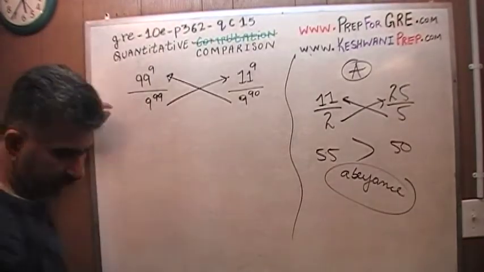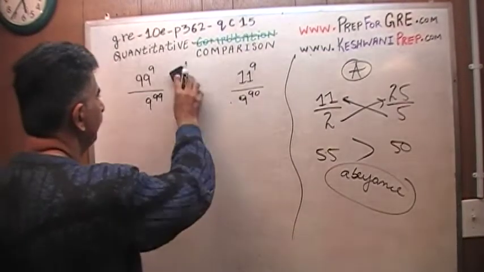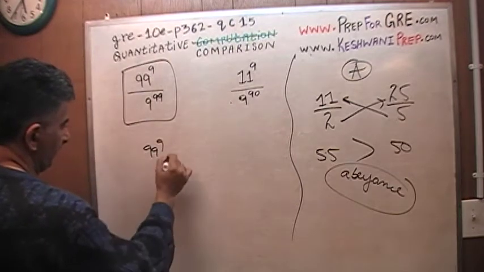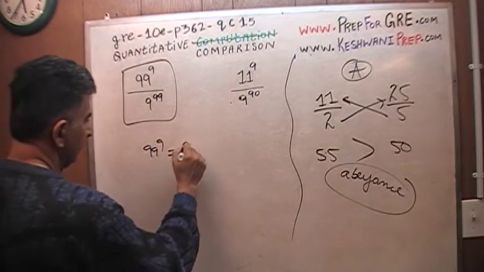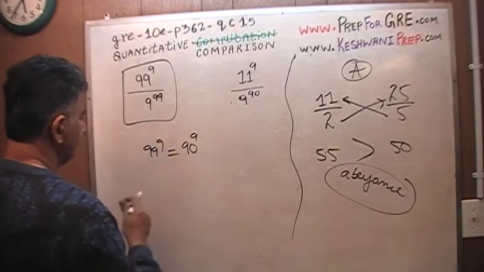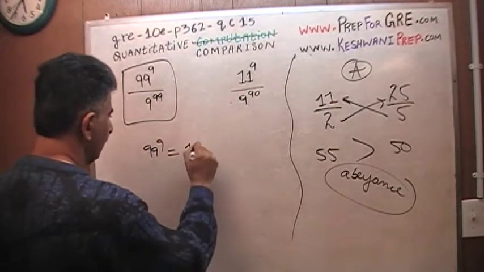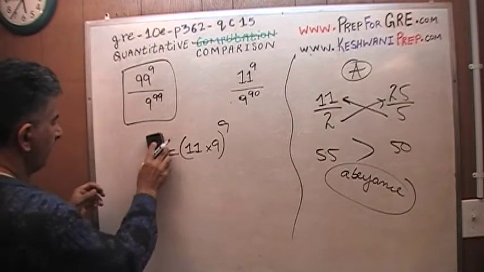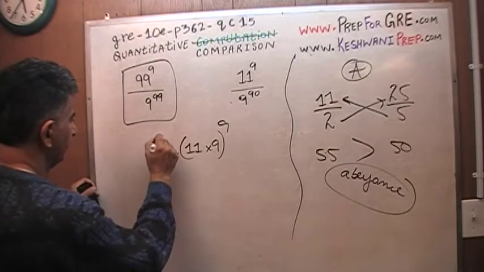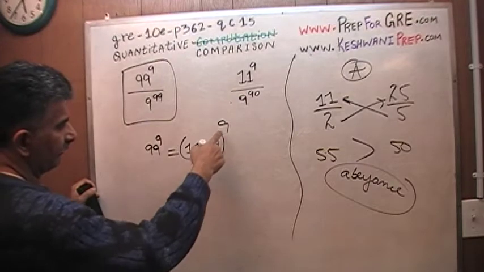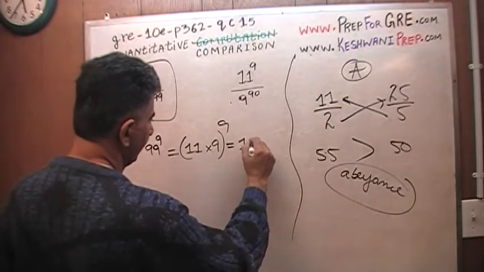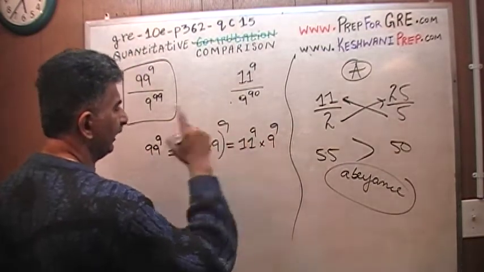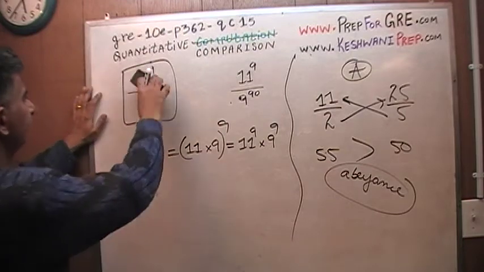I want you to concentrate only on this part here. Forget about this part also. 99 to the 9, 99 to the 9 is what I want you to concentrate on. Are you able to see that 99 raised to 9 should be the same as 11 times 9 raised to 9, which is also the same as 11 raised to 9 times 9 raised to 9, which is what I'm going to put here.